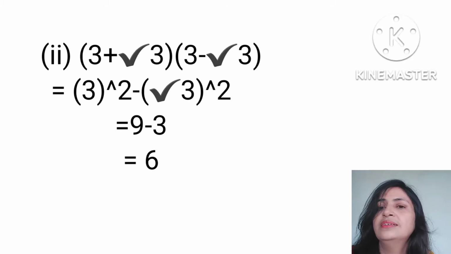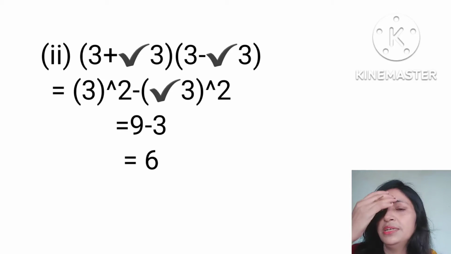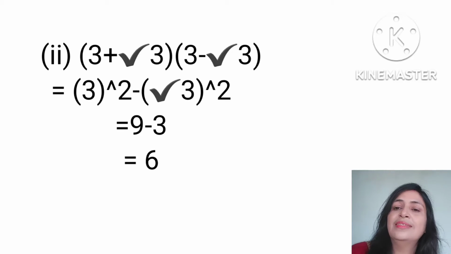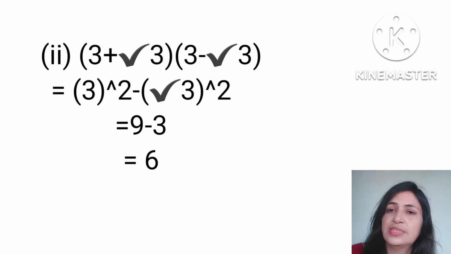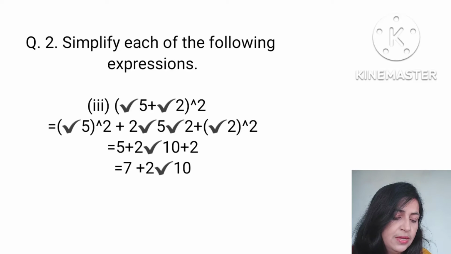Here we get, we know that (a plus b) into (a minus b) is equal to a square minus b square. So we get 3 square minus root 3 square. That is, 3 square is 9 and root 3 square is 3, so 6. Now question number 3.